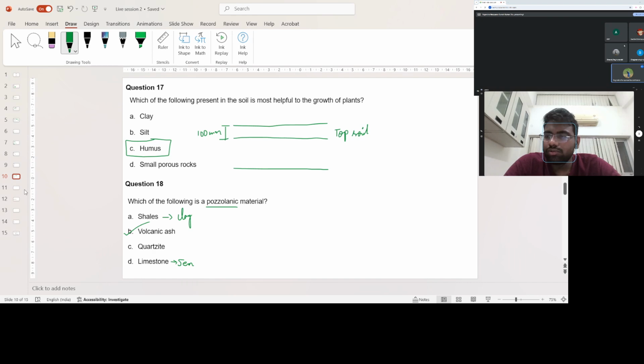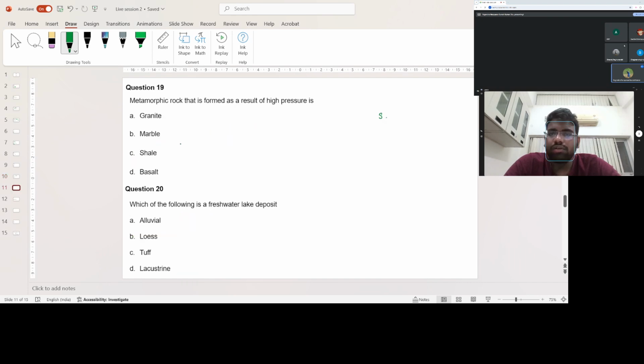Yes, sir. Now moving to the next question, question 11. Metamorphic rock that is formed as a result of high pressure is: option A granite, option B marble, option C shale, option D basalt. Marble.